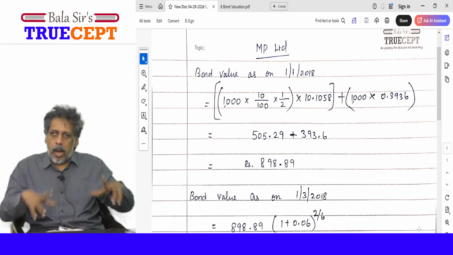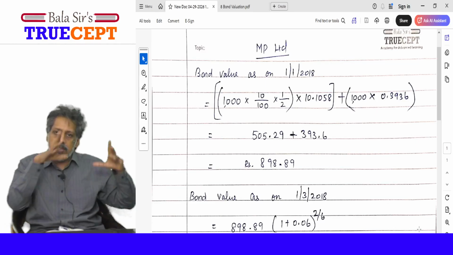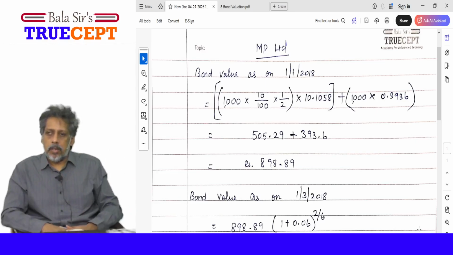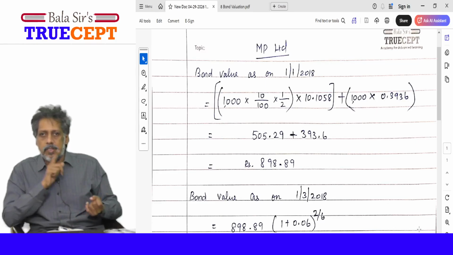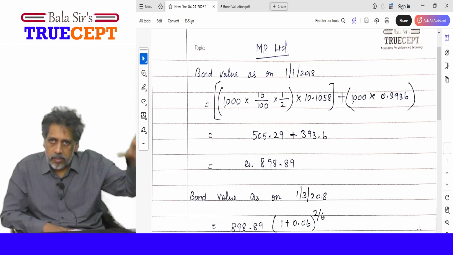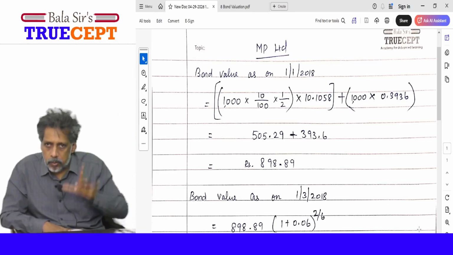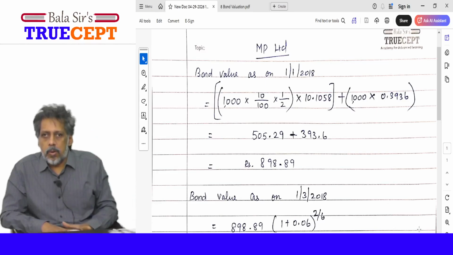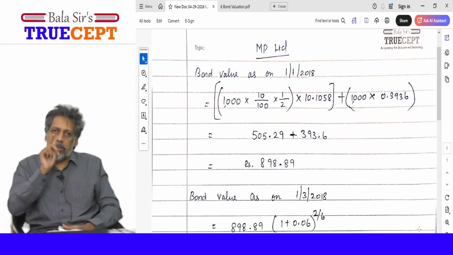Remember, we are trying to value a semi-annual pay bond, a bond that pays coupon every 6 months, right? Therefore, YTM 12% per annum should be taken as 6% for 6 months, 1 by 2. Is that fine? So now we shall go ahead and calculate, just see the solution out there.